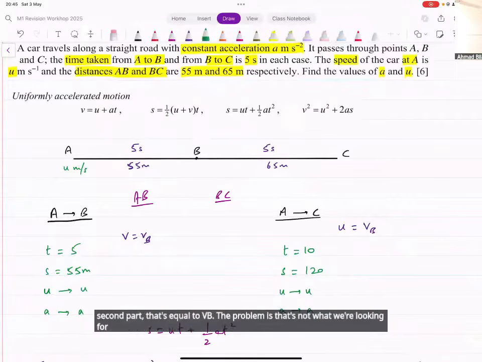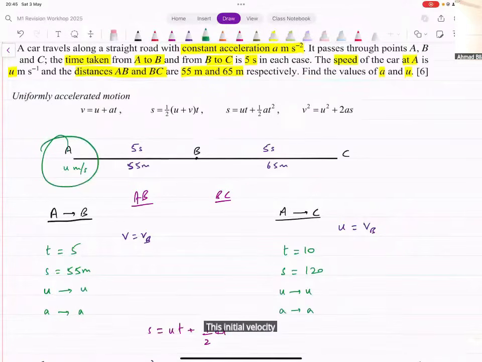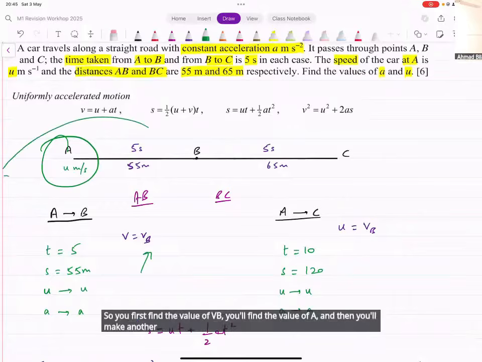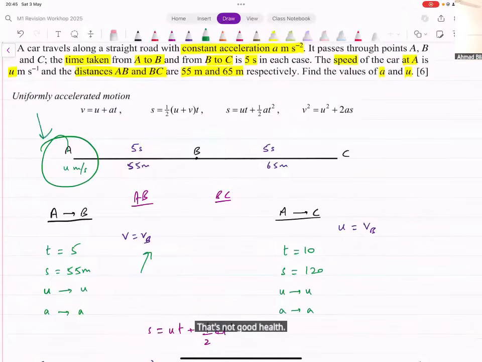We're looking for this initial velocity. How do you find that? That will make it even longer. So you'll first find the value of VB, you'll find the value of A, and then you'll make another equation to find the value of U from that. Right? So that's not going to help. That's going to make it longer. That will be very inefficient.